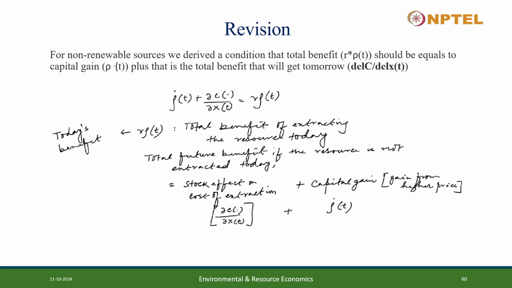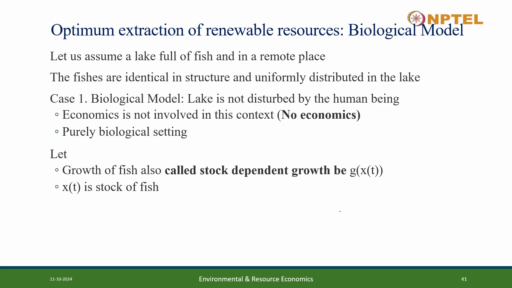So if we revise, then for non-renewable resources, we have derived a condition that the total benefit, rho of t, should be equal to the capital gain plus the stock effect. Okay. So plus the total benefit that you will get tomorrow, that is the stock effect. So now we have both stock effect and capital gain which we have derived. Now in the renewable case, we are taking the first scenario, that is the biological model.